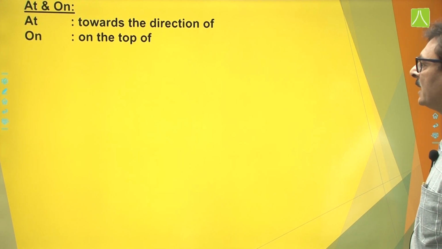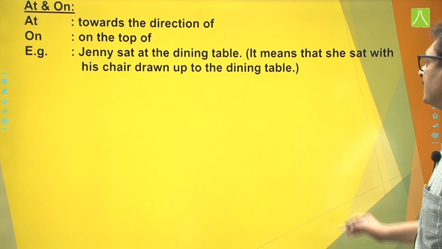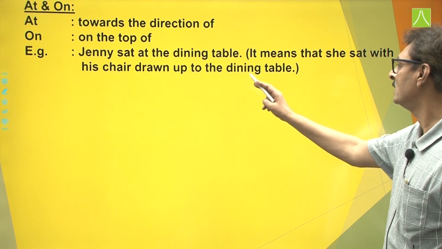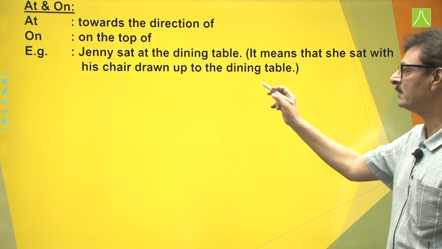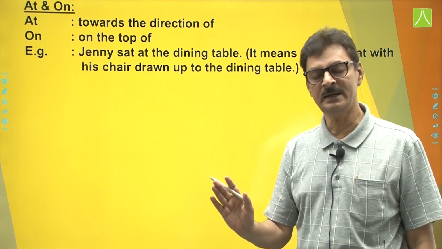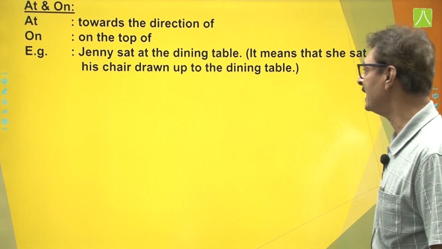At and on. At towards the direction, on the top of. Jenny sat at the dining table. It means that she sat with his chair drawn up to the dining table. Never say Jenny sat on the dining table. Dining table पर नहीं बैठते हैं, डाइनिंग टेबल से सट के बैठते हैं डाइनिंग चेयर के ऊपर. तो sat at the dining table.